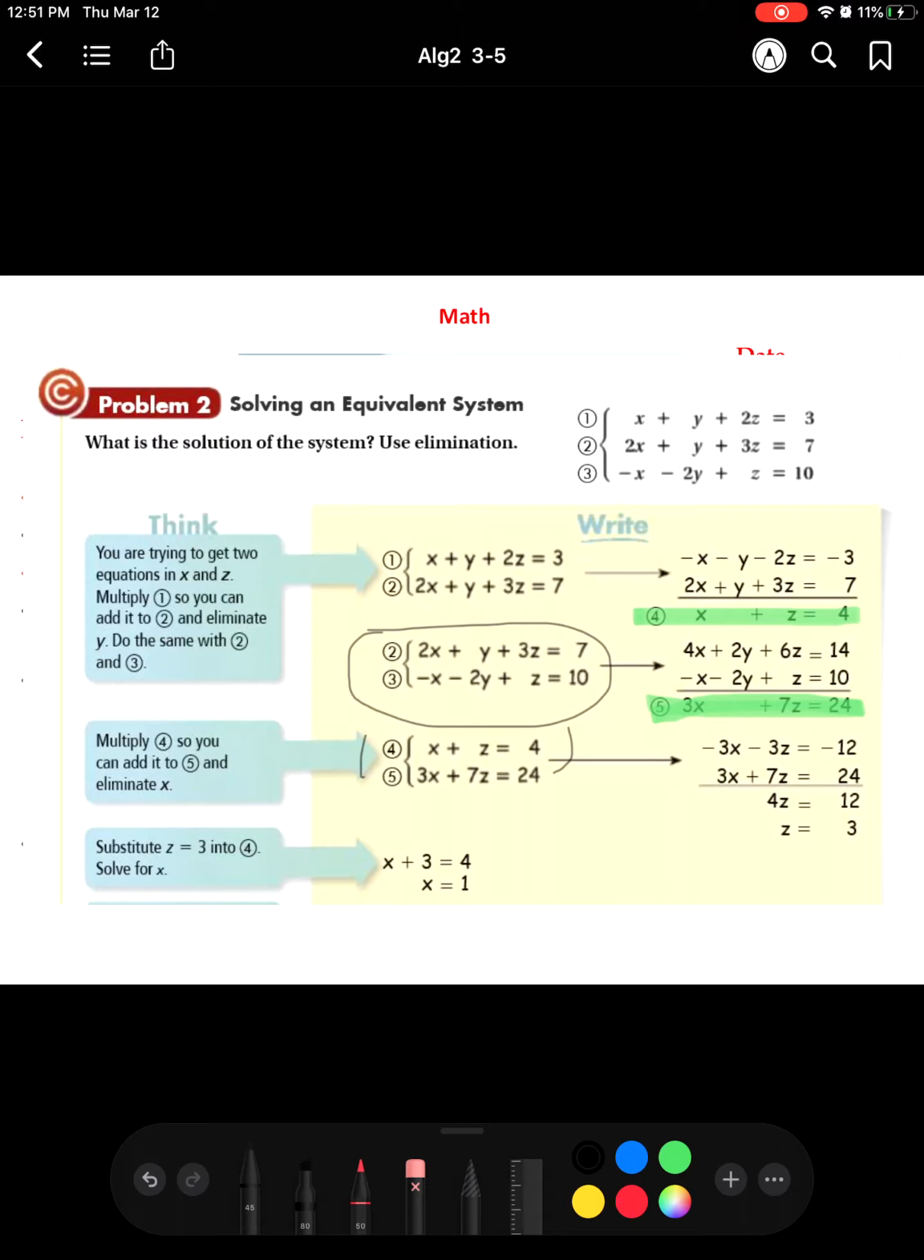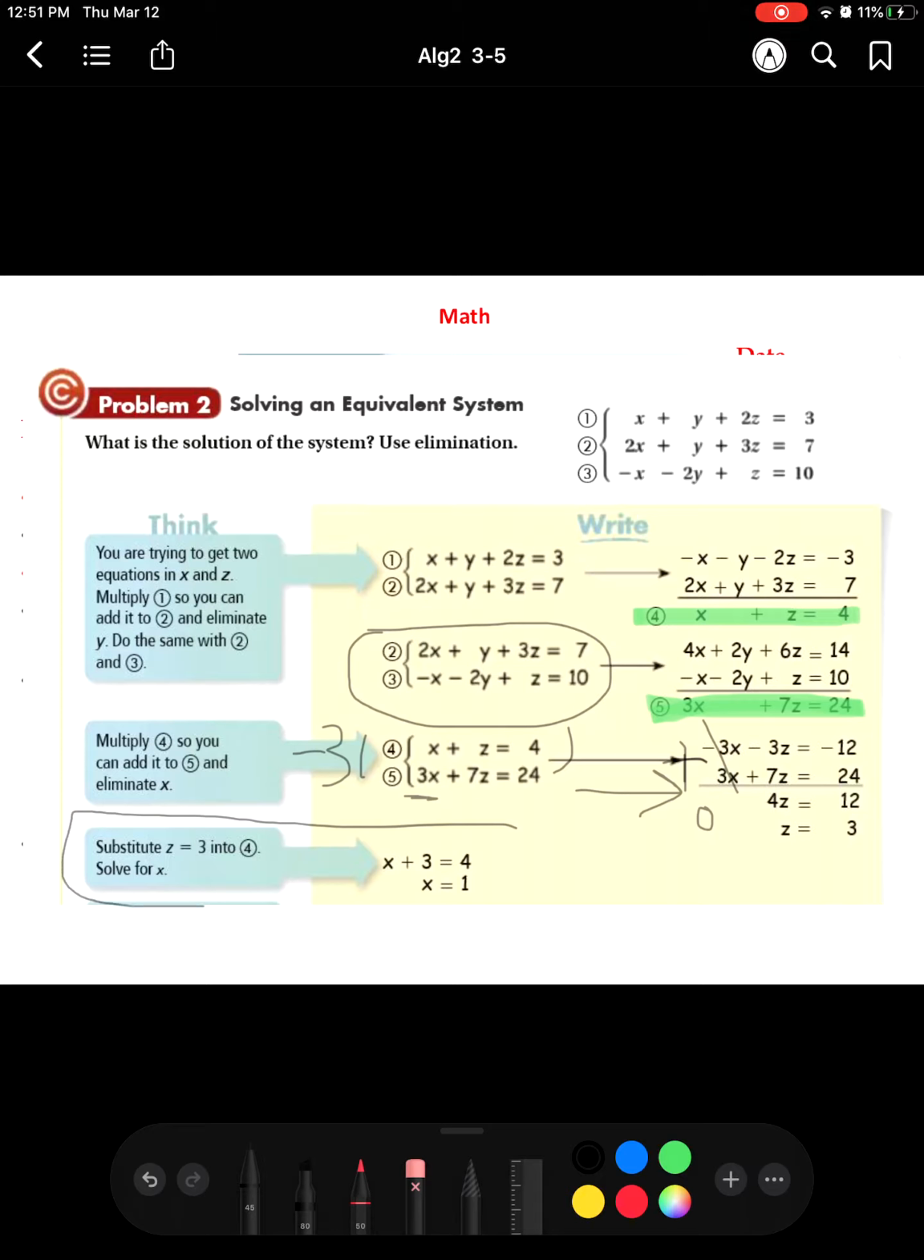Because if I multiply it by 3, I will subtract the two equations to get the value of x is 0. Here, we multiplied by negative 3 to make the coefficient the same number. Negative 3x minus 3z equals negative 12. What did we do with the second equation, which is number 5? Nothing. Then we added the two equations here and we eliminated the x. We got only 4z equals 12 and z equals 3.